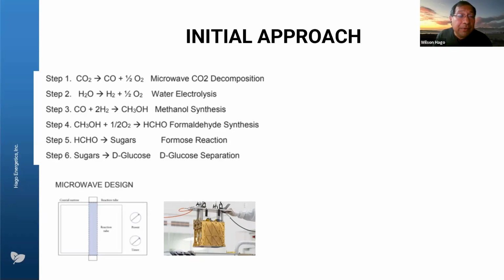So we said, okay, we're going to break down CO2 into carbon monoxide. We're going to break water with electrolysis, and then we're going to combine the water and the hydrogen with the carbon monoxide to make methanol. This is a standard reaction. And then the methanol is going to be reacted with oxygen, another well-known reaction, to make formaldehyde. And the formaldehyde is going to use a 100-year-old reaction called the formose reaction to create a variety of sugars. And then once we get the sugars, we can separate them and use a chromatography column to get glucose, just using the right column. So that was the challenge that we set out at the beginning.